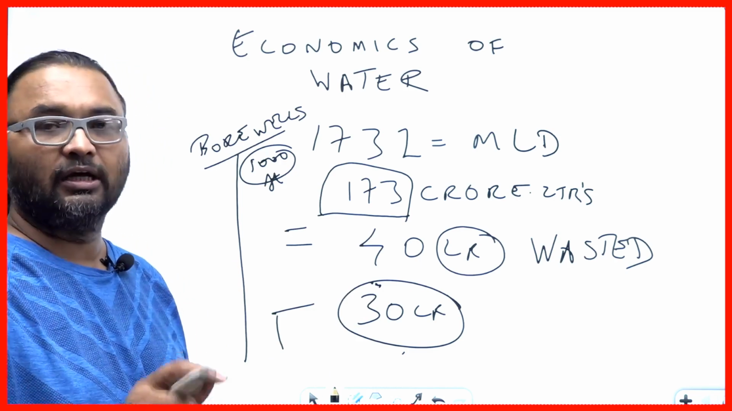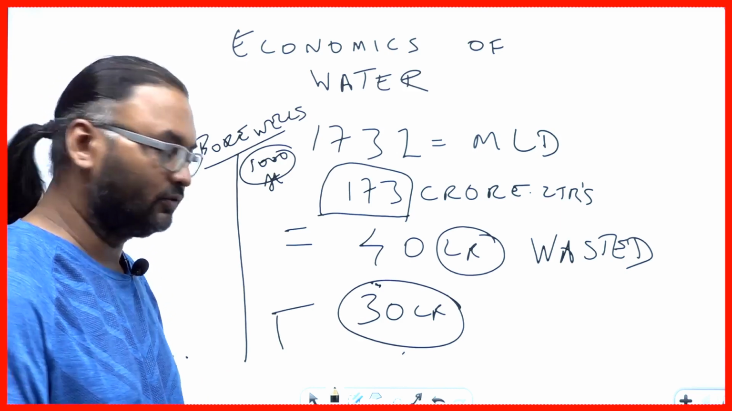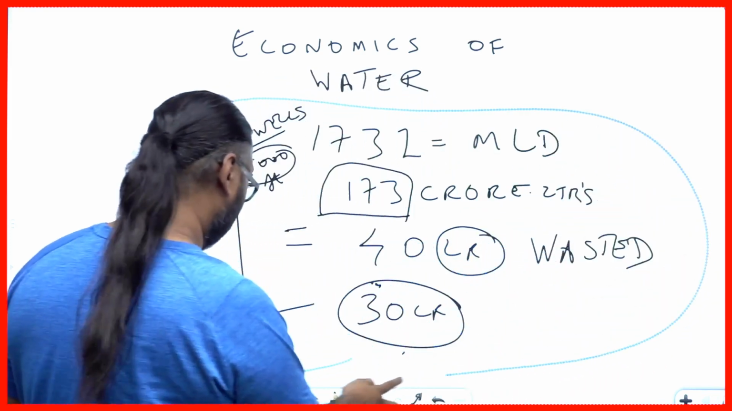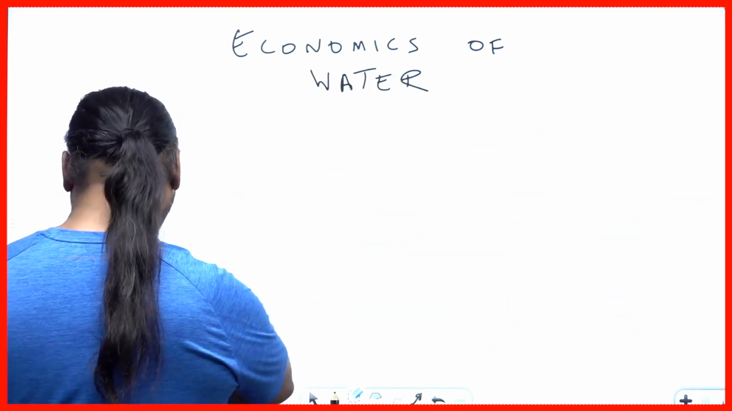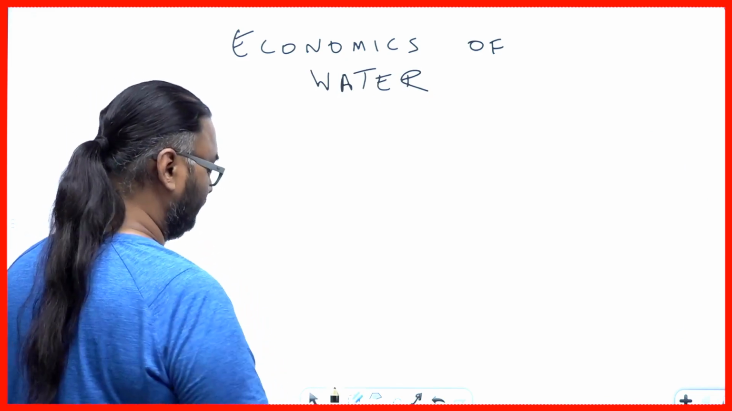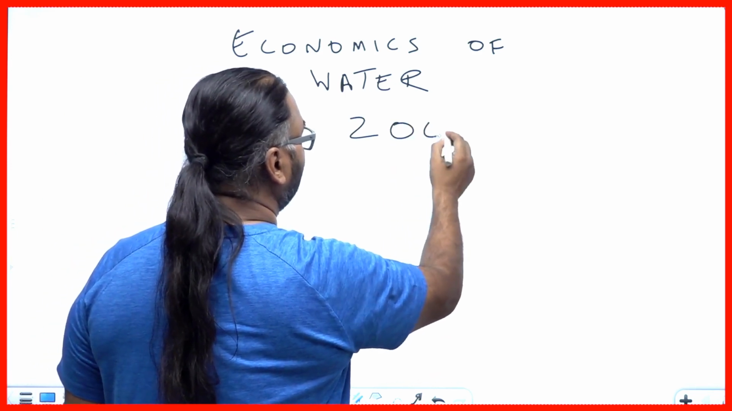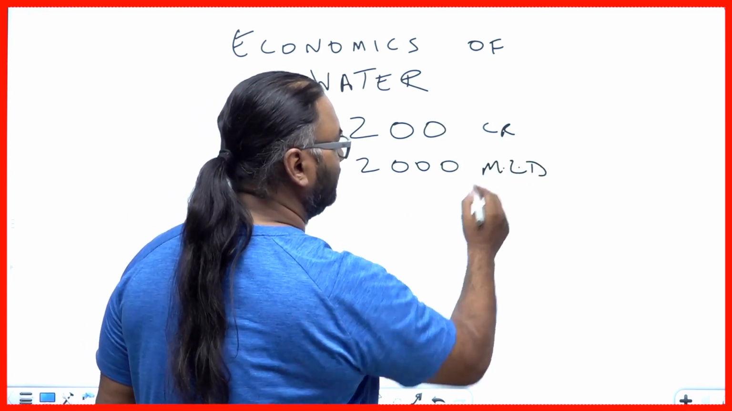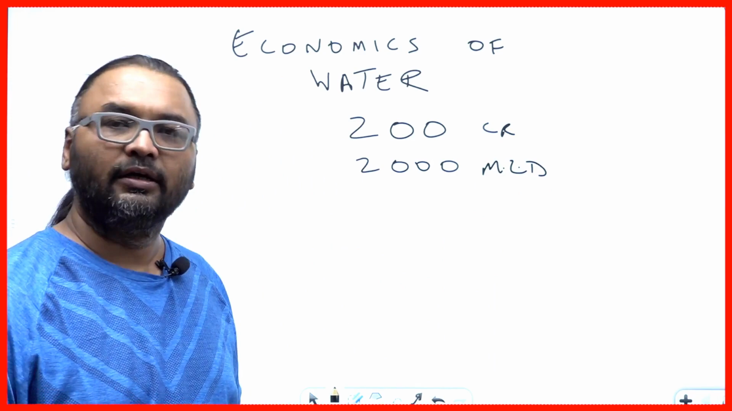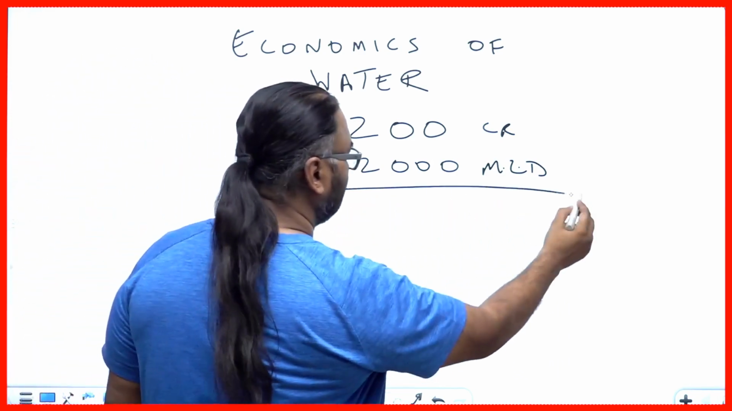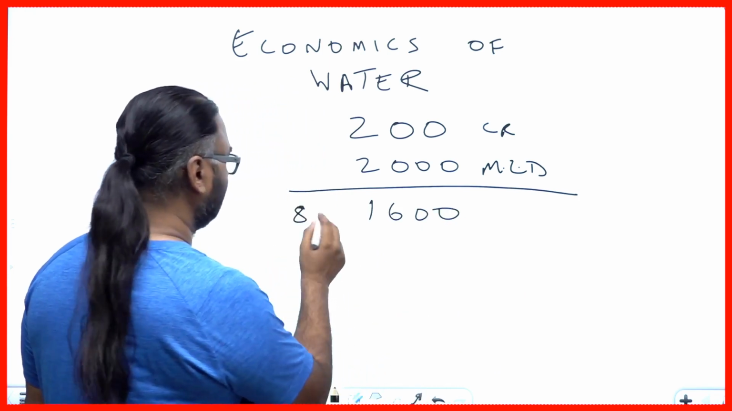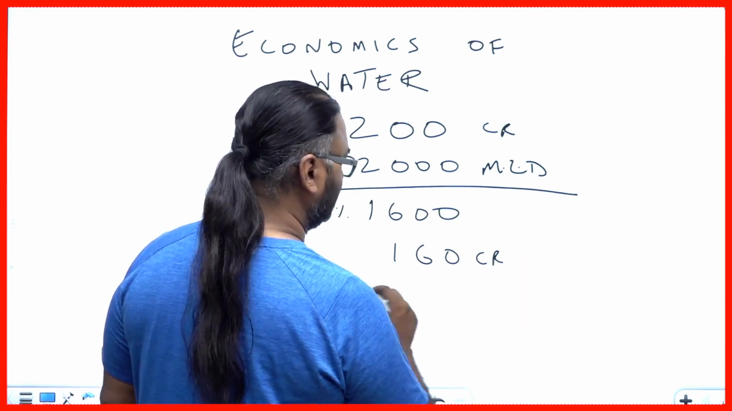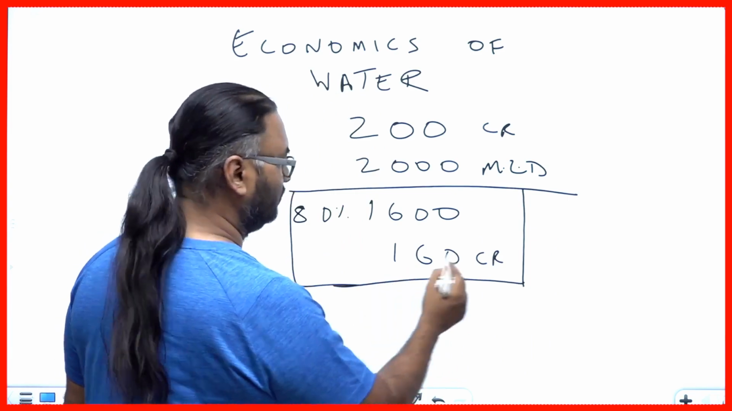Now, let's look at what happens to the water once it is processed, once it is used. It is estimated that about 80% of the water that is used becomes sewage. That is your dirty water which you throw away. So if you are looking at 200 crore liters, or 2000 MLD, of water being used every day, approximately 1600 MLD, or 80%, or 160 crore liters of water is going to become what you know as sewage.